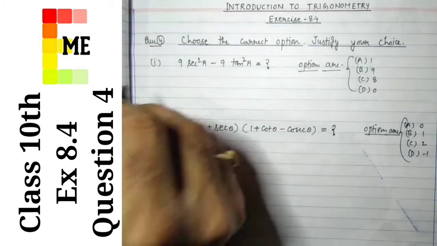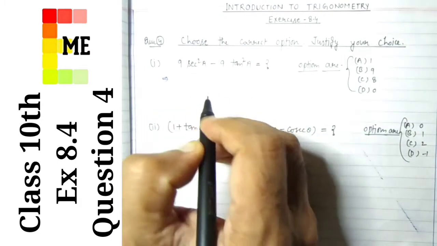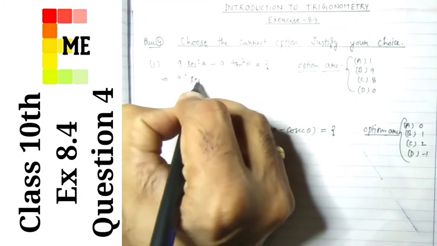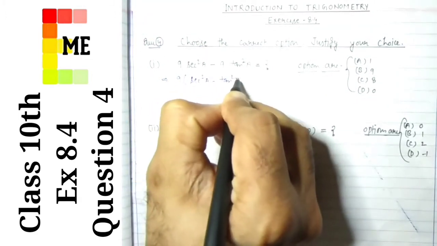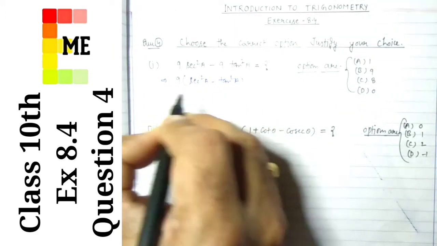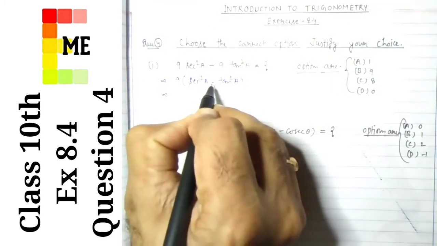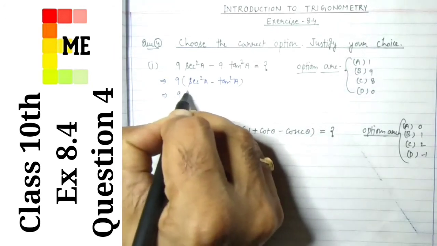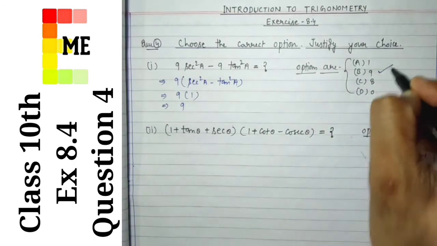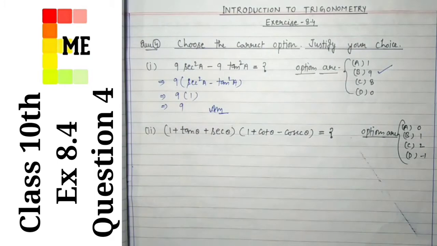Let's solve it. 9 sec square a minus 9 tan square a. Can we take 9 common from the equation? I have taken 9 common. What remains inside? Sec square a minus tan square a. As you all know, by the trigonometric identities, sec square a minus tan square a is equal to 1. So 9 into 1 is 9. So option B is the correct answer.